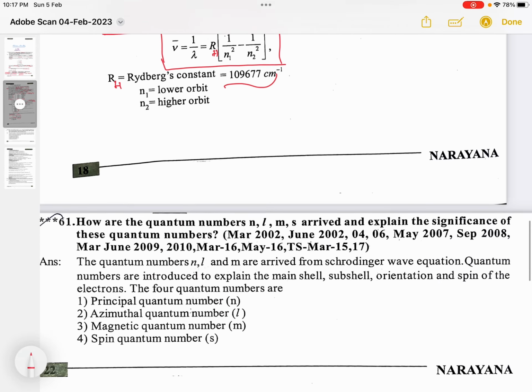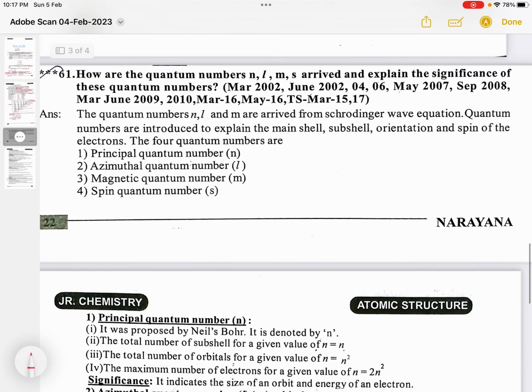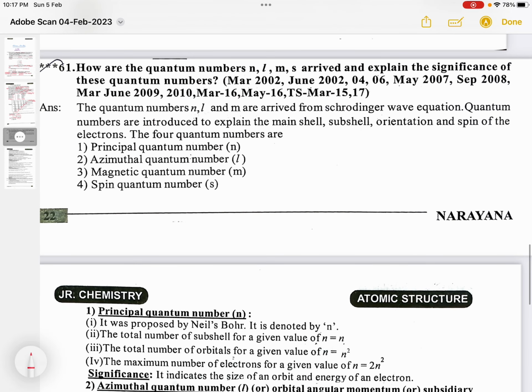Next, coming to the second LAQ, that is quantum numbers. So this is also very important, and from these two any one question they'll ask. So let us start in the second LAQ, that is quantum numbers. How are the quantum numbers N, L, M and S arrived, and explain the significance of these quantum numbers. So let us start. The quantum numbers N, L and M are arrived from Schrödinger wave equation, and quantum numbers are introduced to explain main shell, subshell, orientation and spin of the electrons.